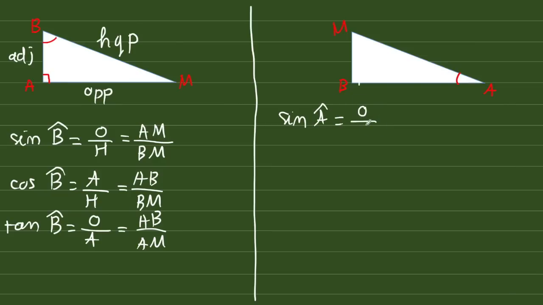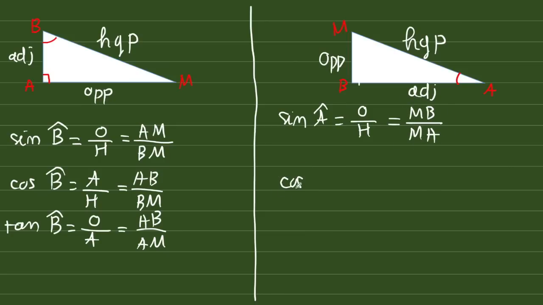Sine A is opposite over hypotenuse. The hypotenuse is the longest side. Opposite will be here, and adjacent will be this side. So sine A is MB divided by hypotenuse, which is MA.